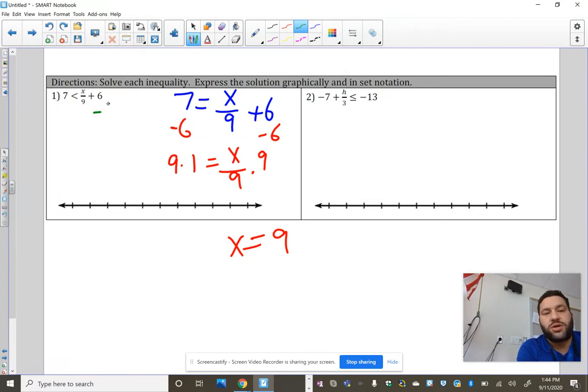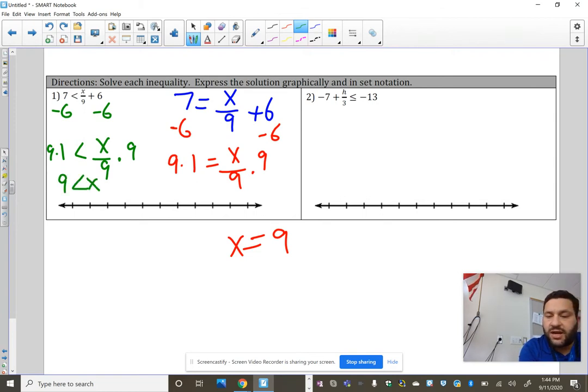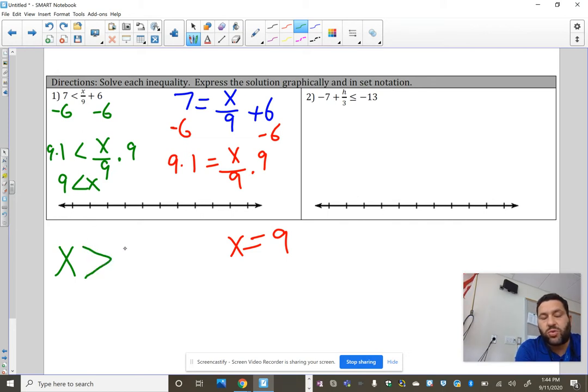Just like in the equation, we subtract 6 to get 1 is less than x over 9. Just like in the equation, we're going to multiply both sides by 9. Now we get 9 is less than x. For inequalities, you want to rewrite them so that the variable is on the left side, because that's how we read. We read from left to right. Notice that the mouth is eating the x, so you want to make sure it still does when you rewrite it. And we can now say x is greater than 9.